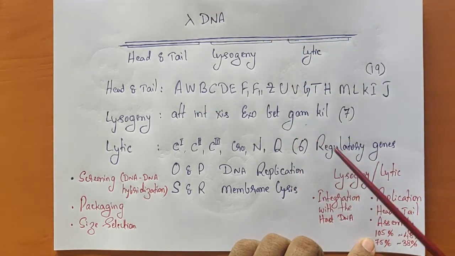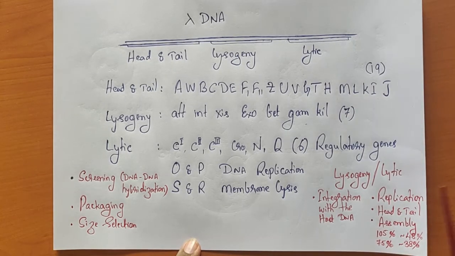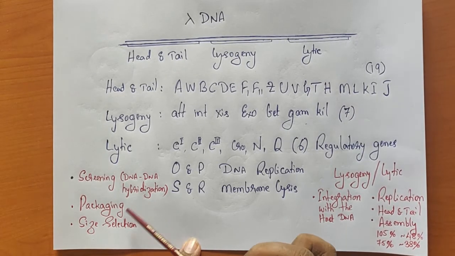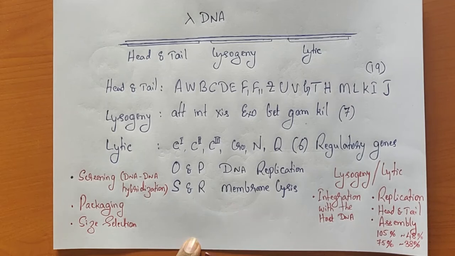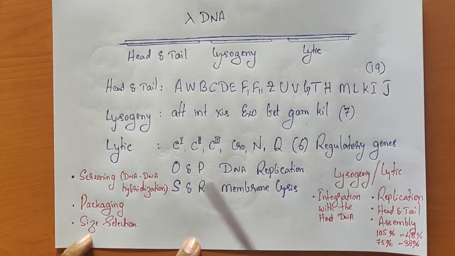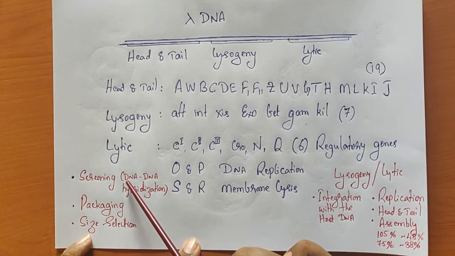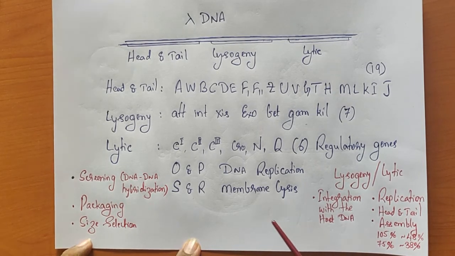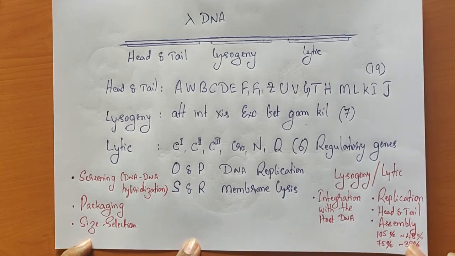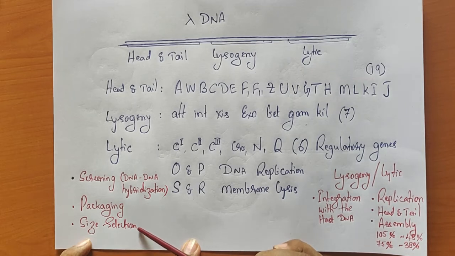Now the advantage of this lambda DNA is that usually the vectors of phage DNA are used to make the DNA library. For example, we have the cDNA library and genomic library, because with this particular one, it is easy for us to do the screening of genes with the help of DNA hybridization. Then the next important thing we have to study in this case is going to be the packaging. Another one is going to be the size selection.